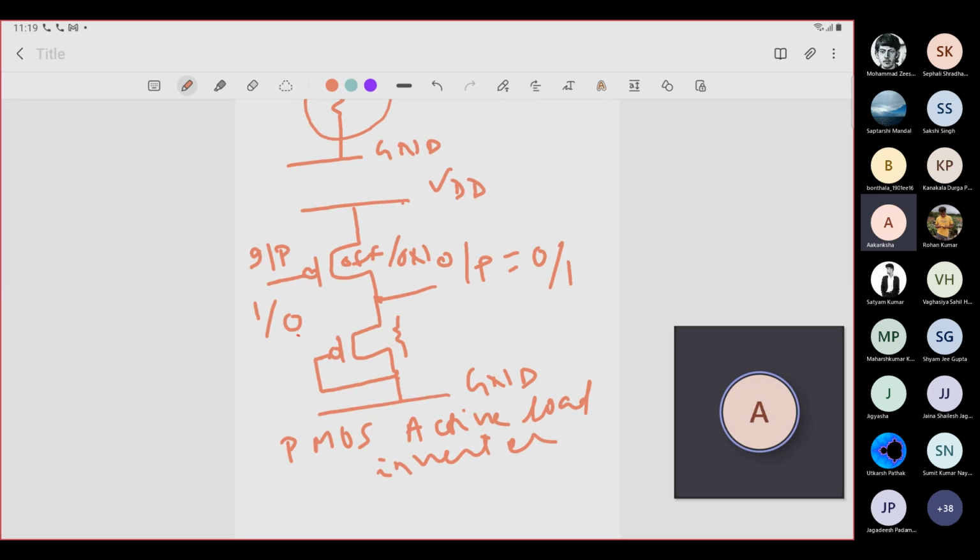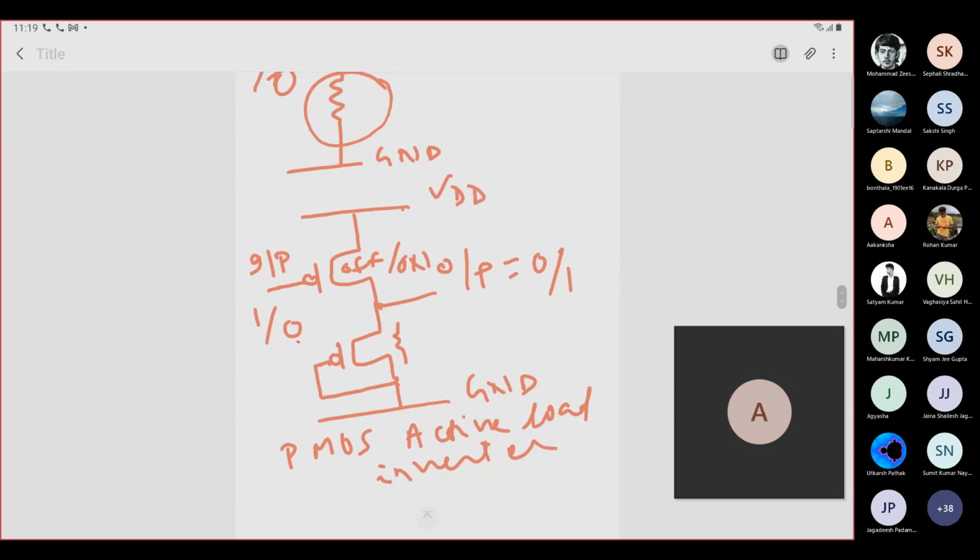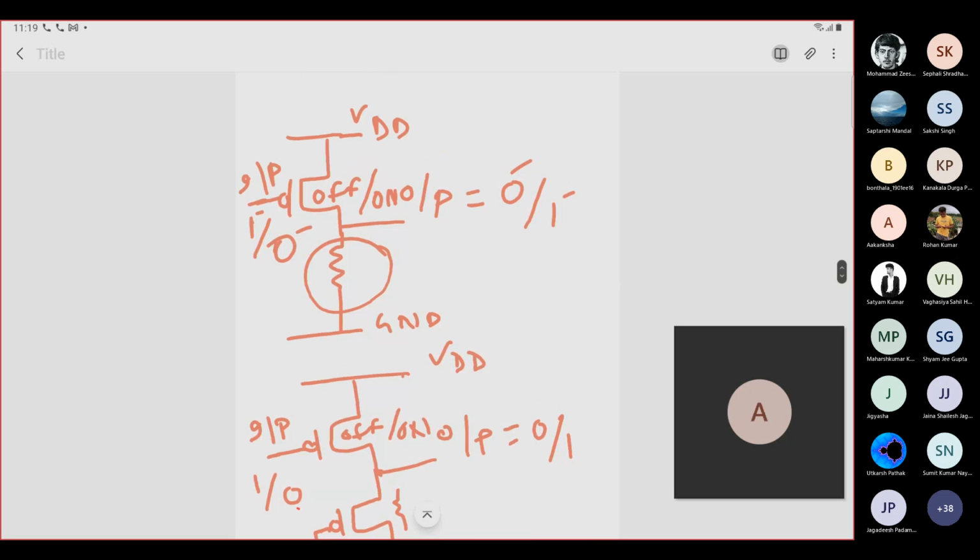Sir, I'm saying that for both passive and active load, we have the same topology here. Which one are you telling? This is for the PMOS inverter. Sir, then what's the difference between both, the active load and passive load?